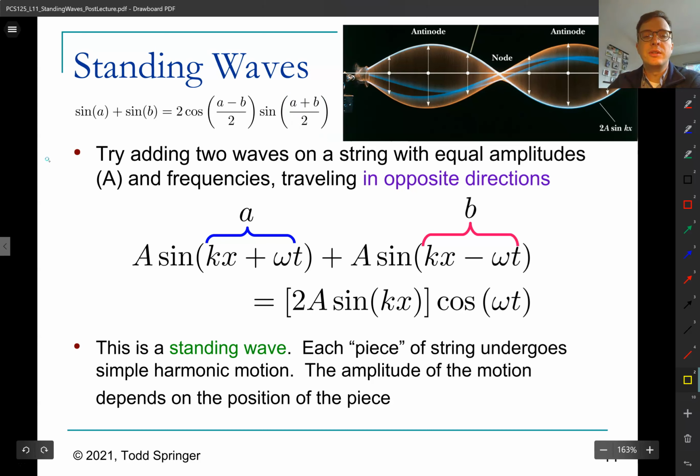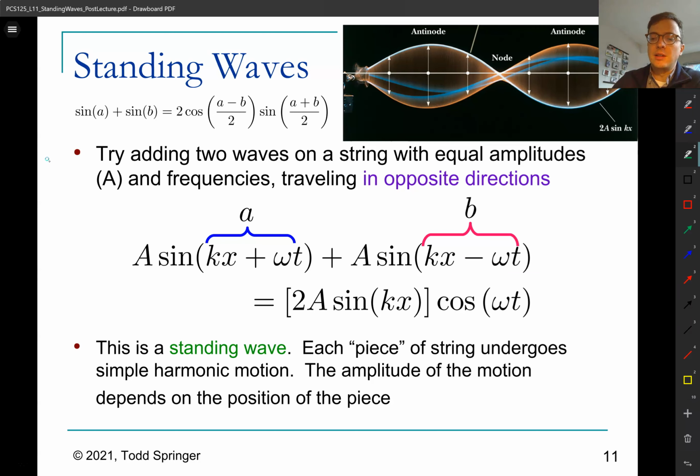So let's try to use this same identity in this case of two waves on a string with equal amplitudes and frequencies traveling in opposite directions, which should lead to a standing wave. So here I've got my first wave. That's traveling in the minus x direction. Remember, the sign here tells you whether it's traveling in the minus or plus x direction. So if it's plus, that means it's traveling in the minus x direction. And this one's traveling in the plus x direction. So the only difference between those two waves is that sign there.